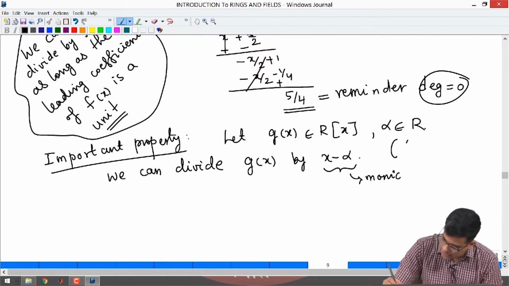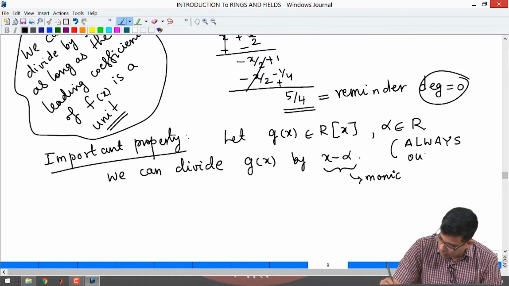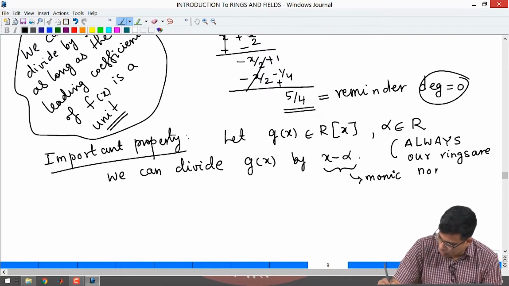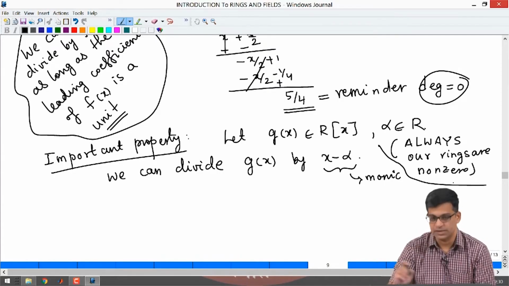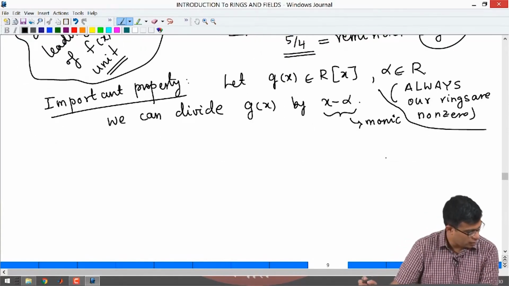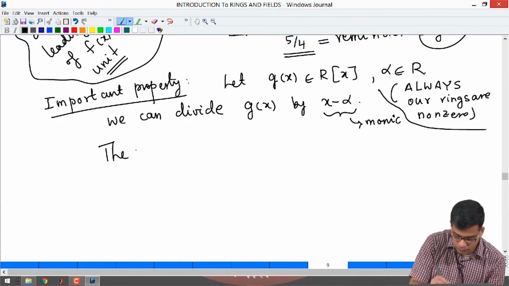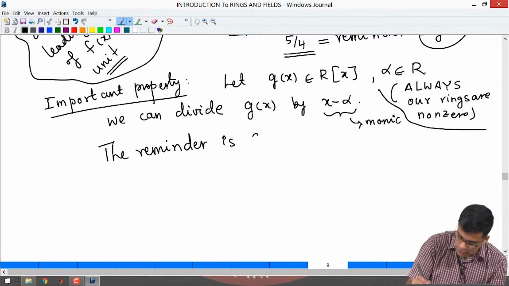I will always assume, remember, our rings are non-zero. So, 1 is different from 0 in that ring. So, this is a monic polynomial. We can divide g(x) by x minus alpha, then the remainder, I claim, is simply g(alpha).